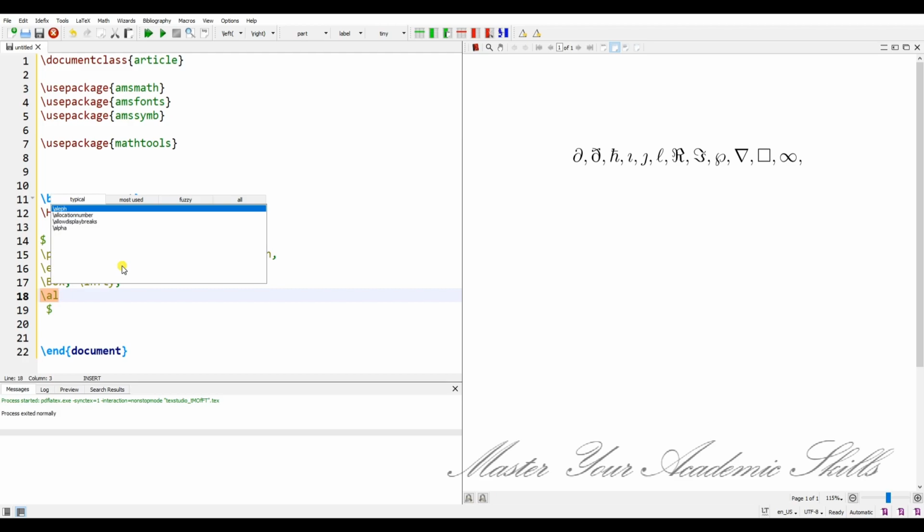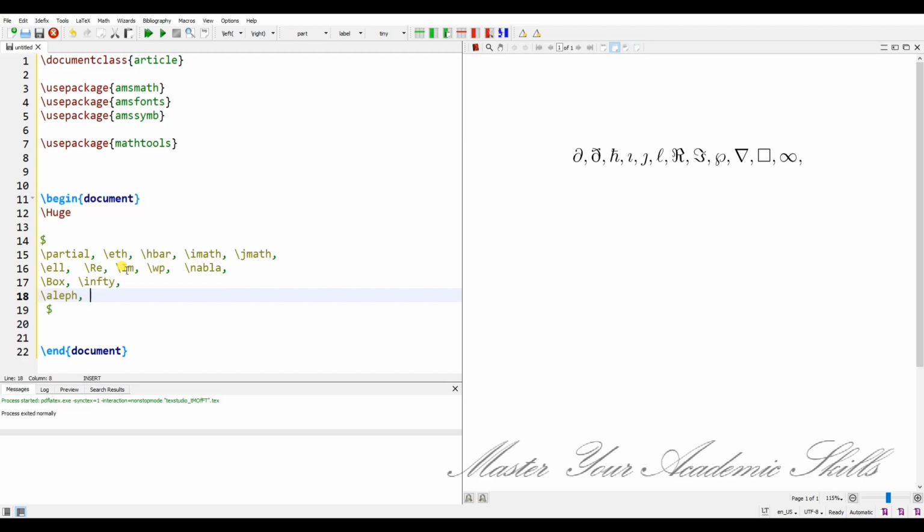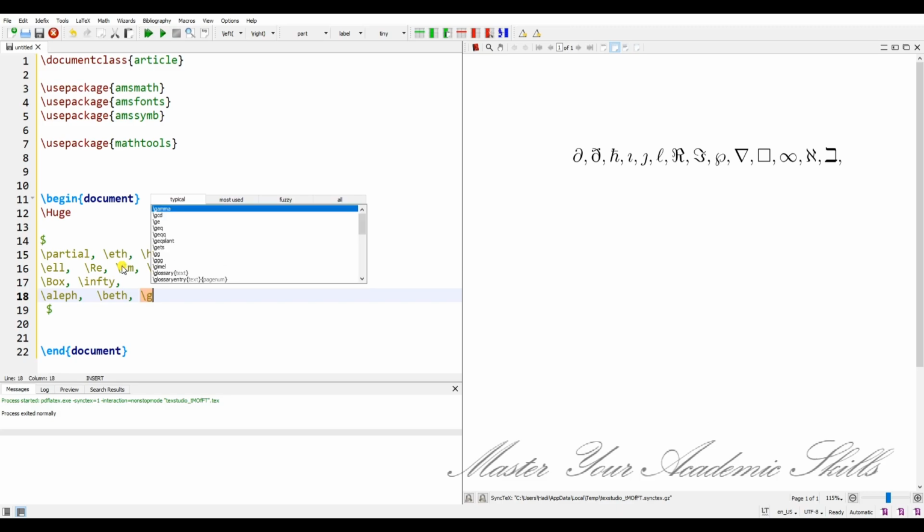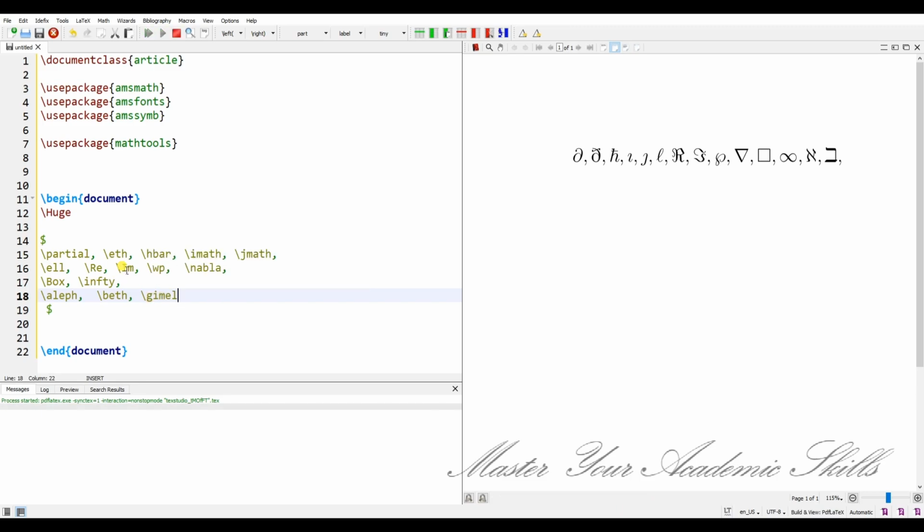Aleph. This is Aleph. Beth, or Beth, and Gimel. Yes, these are some other symbols used in typesetting mathematical expressions. I think this is enough for other symbols, but we have lots of logical or arrow symbols that I will talk about later.